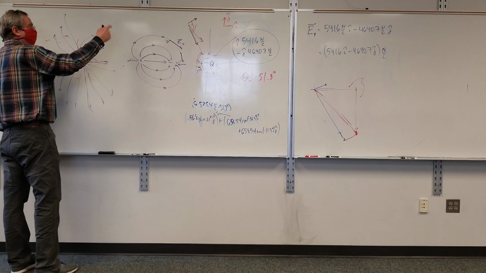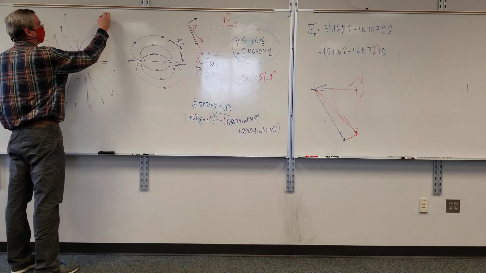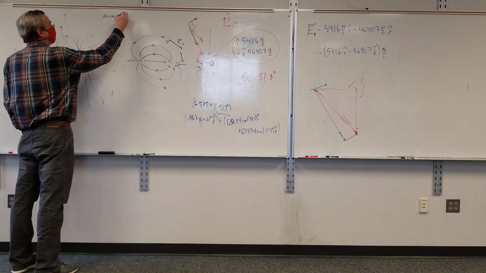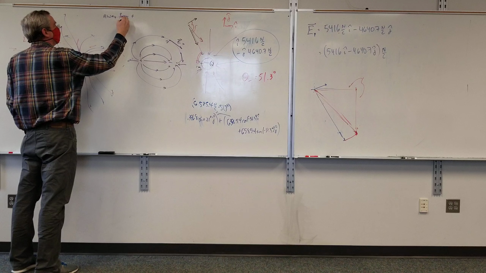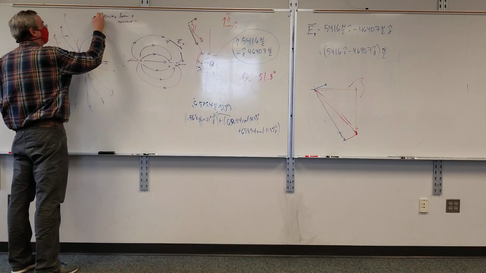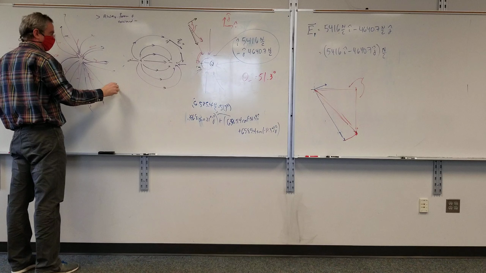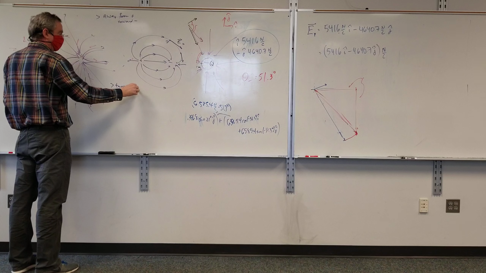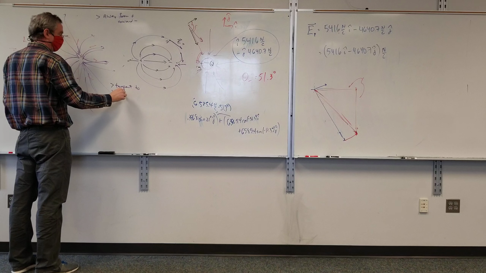So one of the rules for electric field: it's going away from positive toward negative. It is tangent to the curve, to the electric field curve.